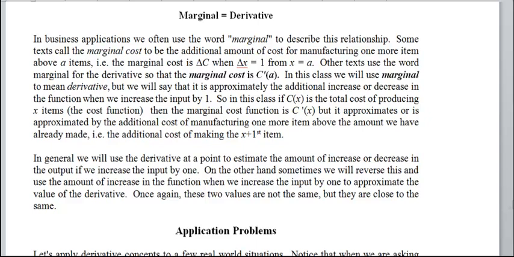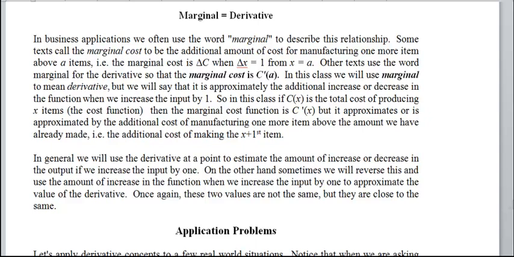So, for example, if the function is the cost function, some business textbooks will refer to the marginal cost as the additional amount of cost for manufacturing one more item above A items. In other words, it's the cost of making that A plus first item. Okay? Now, other texts actually use the word marginal for derivative, so the marginal cost is C prime of A. And we've seen those two things are not the same, but they're also very close to each other. So we're going to use one to approximate the other.